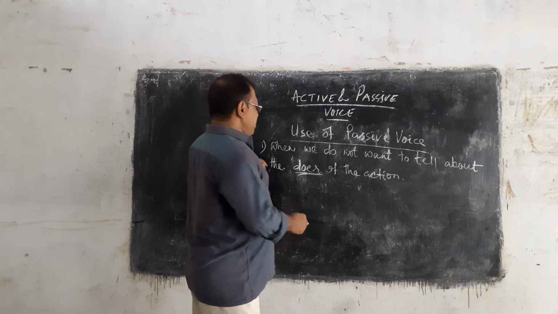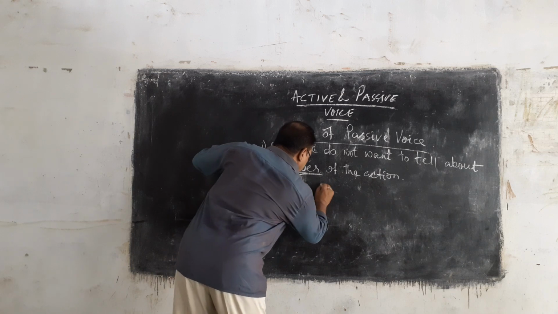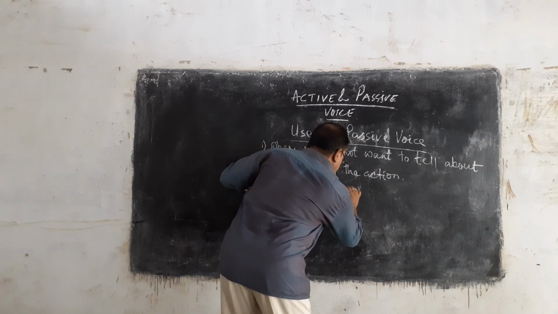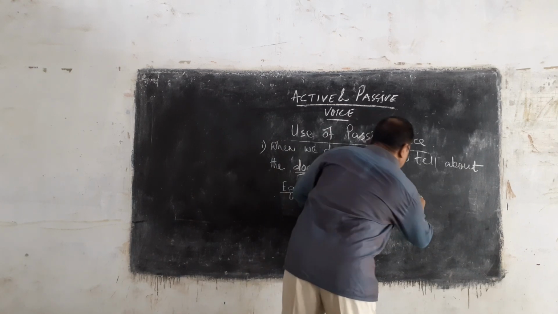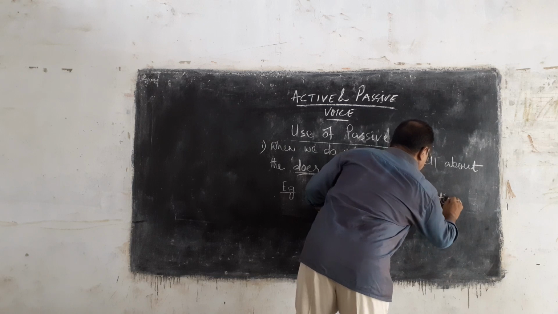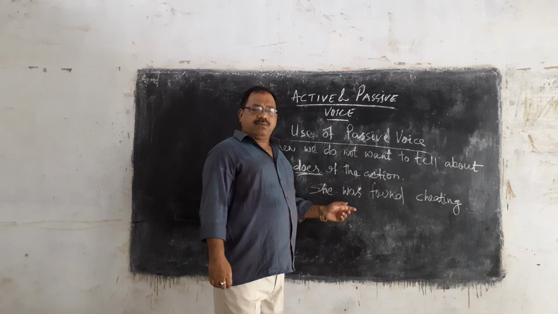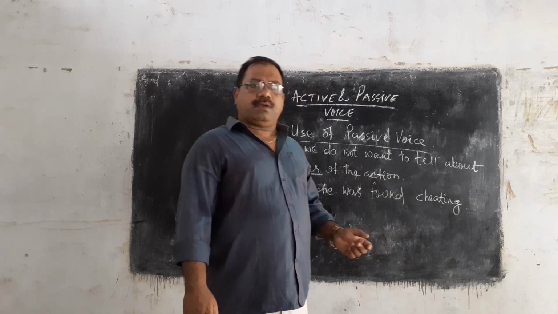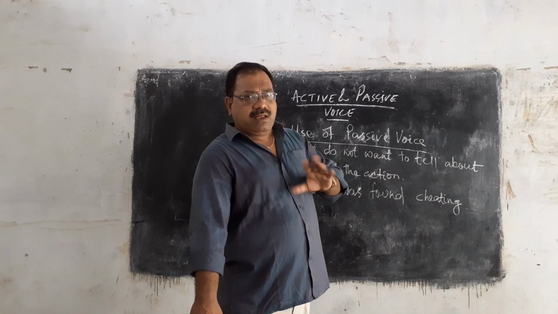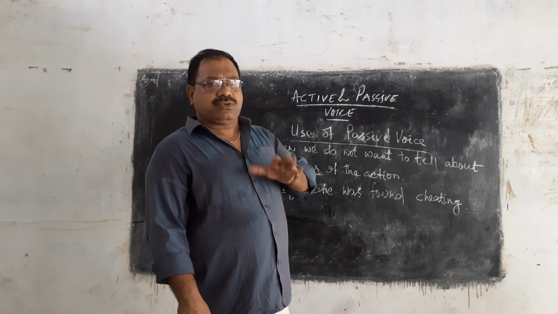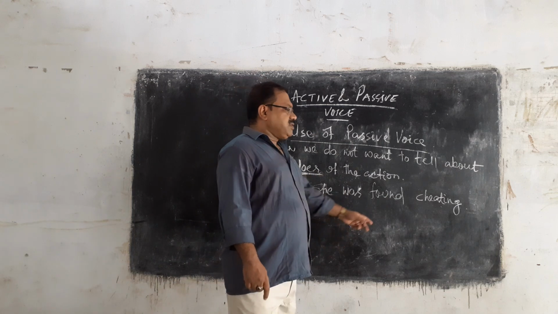Example, I am giving you one example. See, she was found cheating. She, subject, it's a pronoun. Everyone knows it is a personal pronoun of feminine gender. But actually, who is that she? We do not want to tell the doer of the action. She was found cheating.